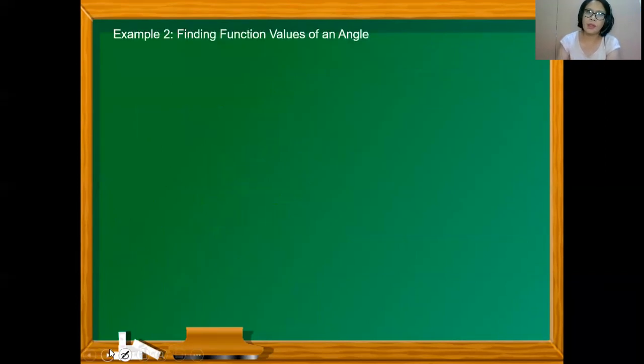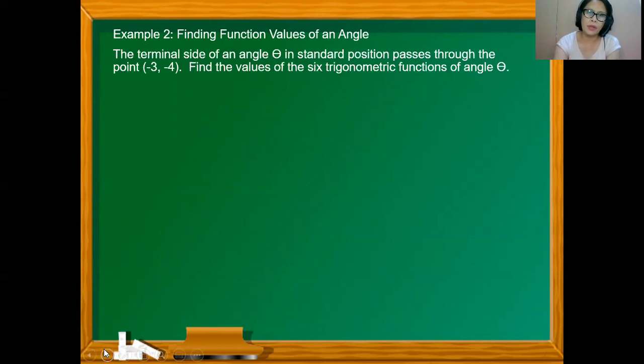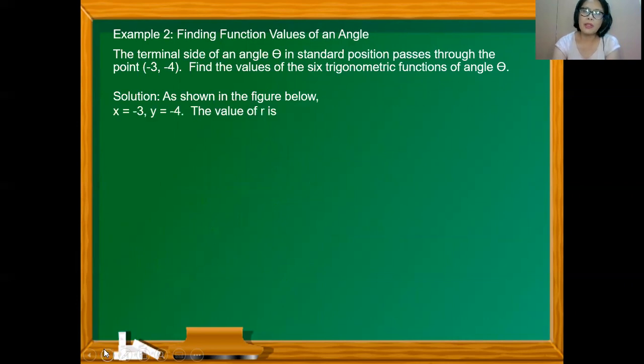Okay. In number 2, it's still finding the function values. Okay. So the terminal side of an angle theta in standard position passes through the point -3, -4. Find the values of the 6 trigonometric functions of angle theta.